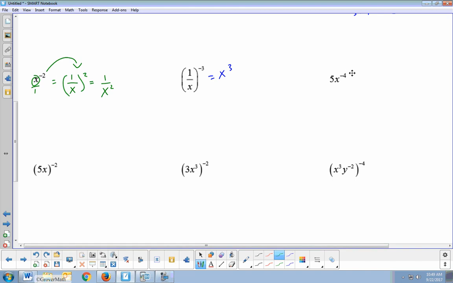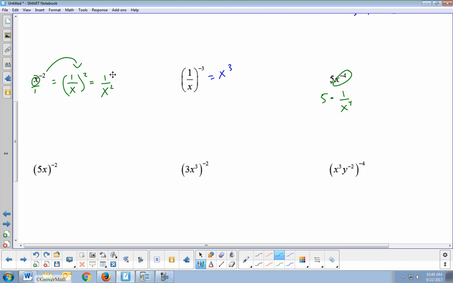All right, again, here the parentheses are really important because notice that this 5 is not in parentheses with being raised to that negative exponent there. So the 5, let's just keep that aside for a minute. 5 times x to the negative fourth. X to the negative fourth becomes 1 over x to the fourth. 1 over x to the positive fourth.